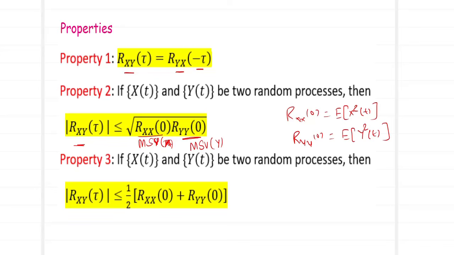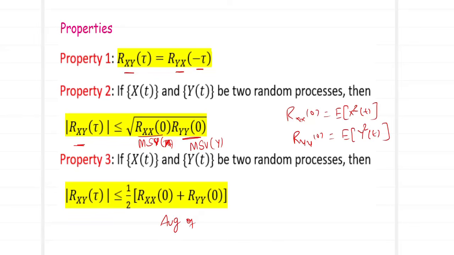Property number 3: if x of t and y of t are two random processes, then Rxy is less than or equal to half of Rxx of 0 plus Ryy of 0. Here we computed the product and took the square root of the value. Here we compute the average of the values.